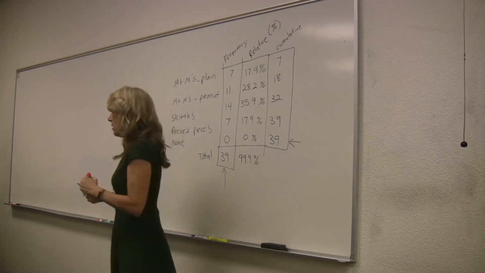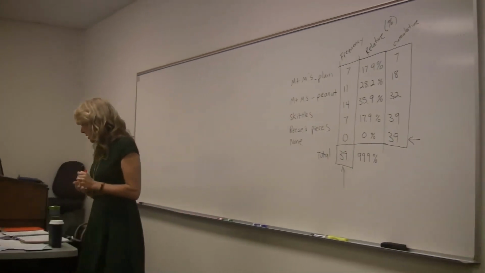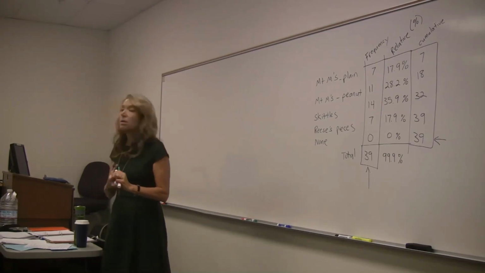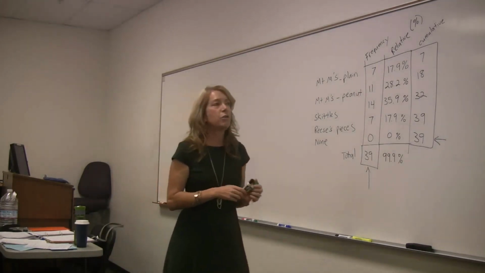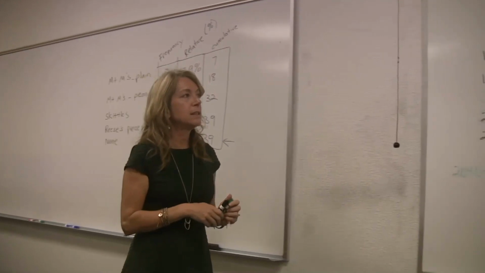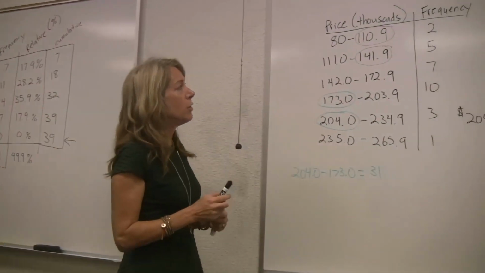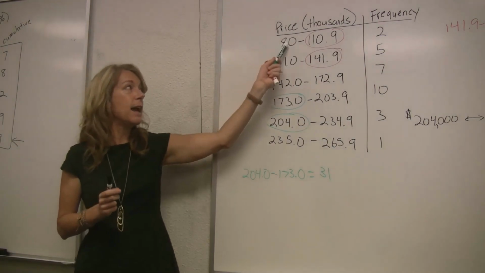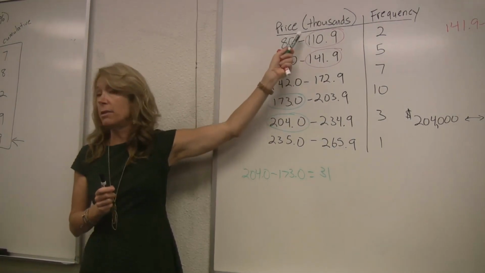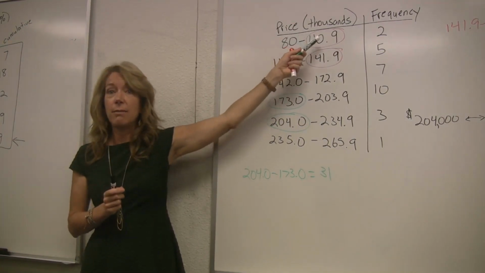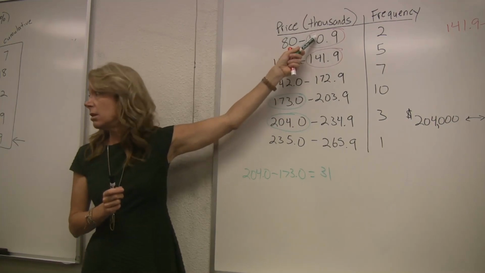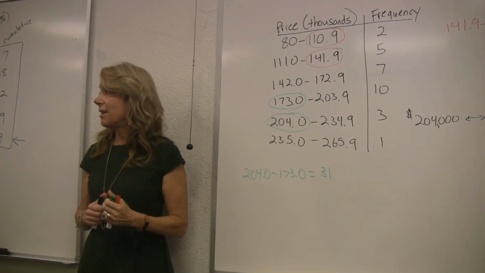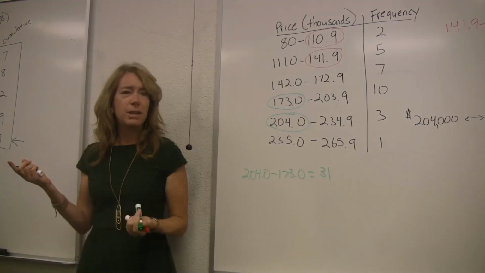Okay, moving up the page. The next one up says the class midpoints. The value in the middle of each class. Exactly halfway, the middle, halfway between 80 and 110.9 would be the middle. How do I find that? Add them together and divide by 2.